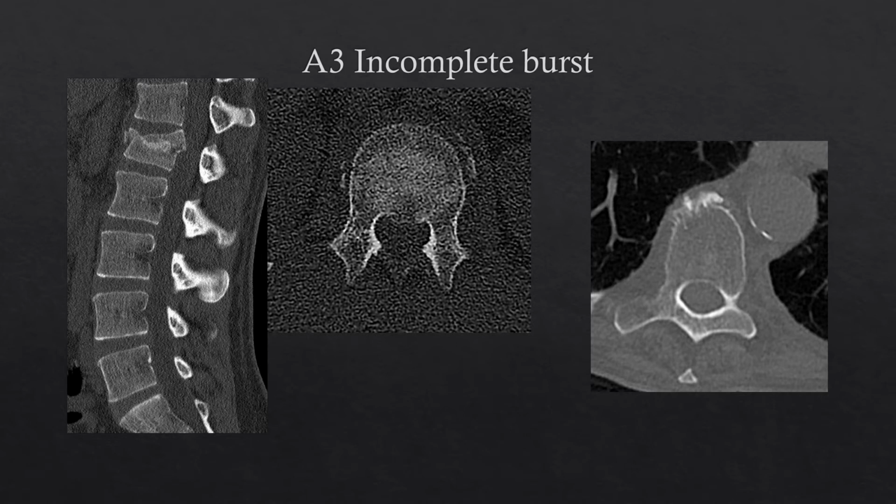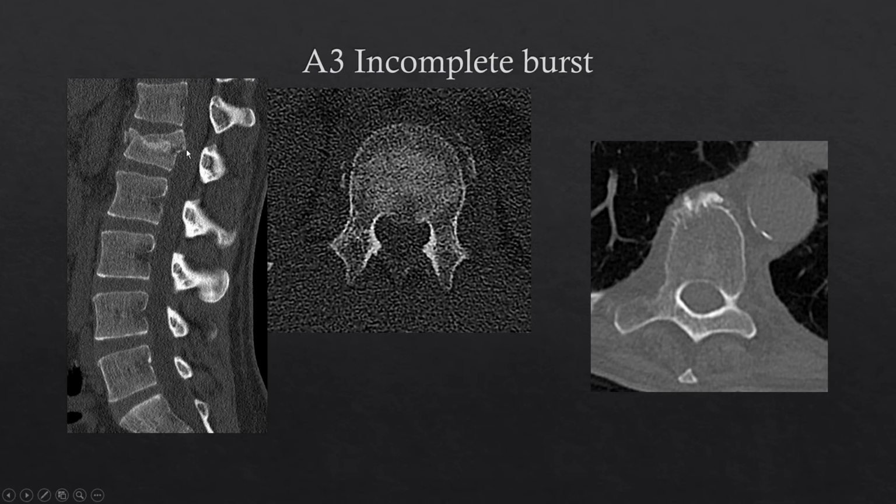This is fracture with involvement of the posterior wall. Only a single end plate is fractured, and there is mild retropulsion. These can also be associated with a vertical fracture of the lamina, but that does not represent a tension band failure, which we'll talk about later.